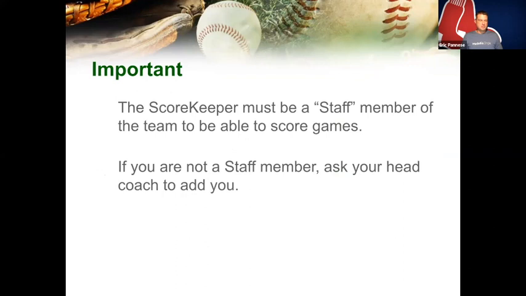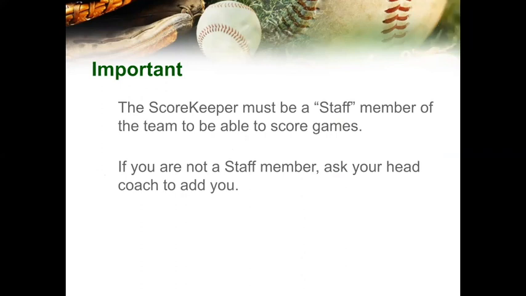To be the scorekeeper on the games, you must be a staff member of the team. So if you're not seeing an option to score games, then that means you're probably not a staff member. That's easy to do. It's just your head coach can add you. Every team gets up to 4 staff. So you typically want to have the head coach, probably 2 scorekeepers, a primary and a backup, and then whoever else you want if there's a need for another staff member of the team.